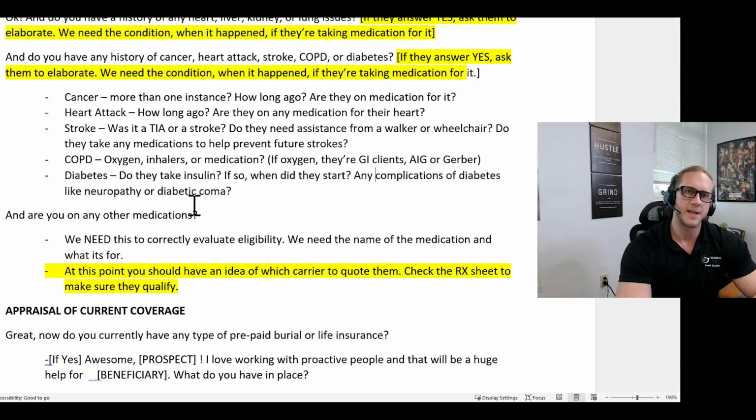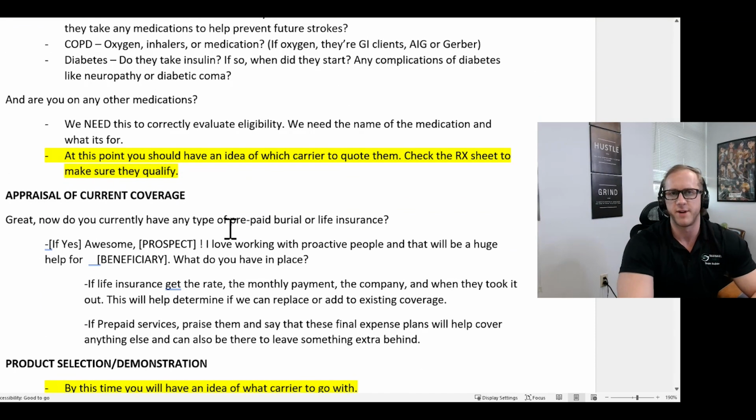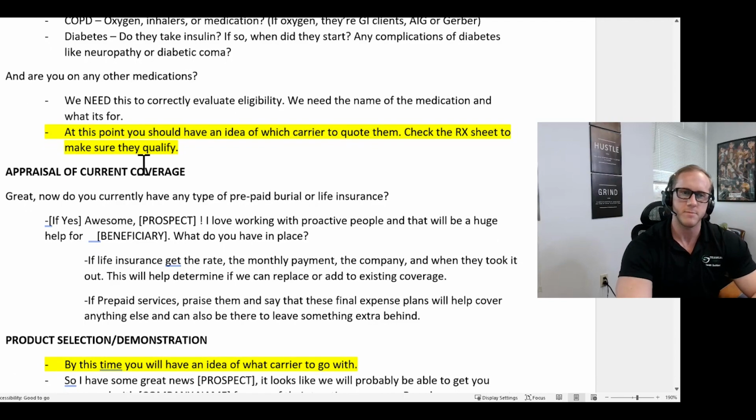Now, I would only pick 2 to 3 carriers if you're selling telesales. I wouldn't pick 5 or 6 or whatever, because it becomes a mess. So pick like 2 or 3 carriers. I recommend American Amicable, Prosperity, and then a guaranteed issue company, because the underwriting is just extremely versatile.